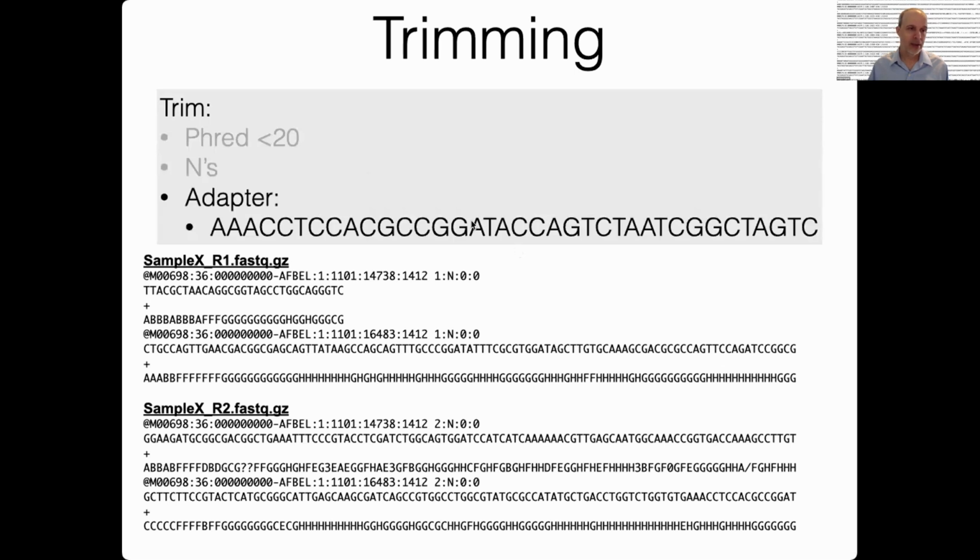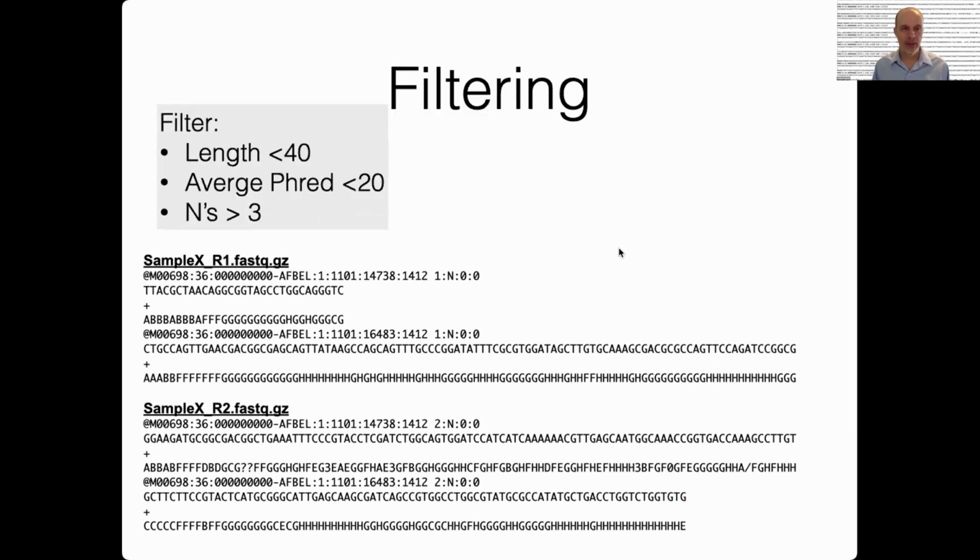So there aren't any Ns, so we're going to move on to the adapter. We're going to be searching for this, but we're not going to require that we find the whole adapter. We're going to allow partial matches. And if you have sharp eyes, you will notice that there's a partial match here. That's 15 base pairs. So that's unlikely to be biological sequence. We get to do the calculation, but it's very unlikely to be real biological sequence. And so we're going to trim that too.